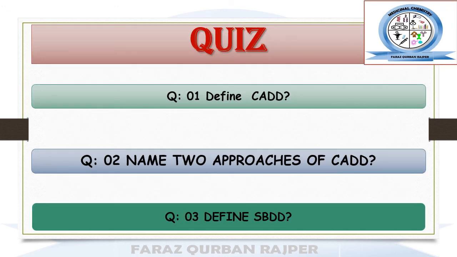Now let's have a quiz for your self-assessment. You may post your answers in the comment section. Question number 1. Define computer-aided drug design. Question number 2. Name the two approaches or types of computer-aided drug design. Question number 3. Define structure-based drug design.